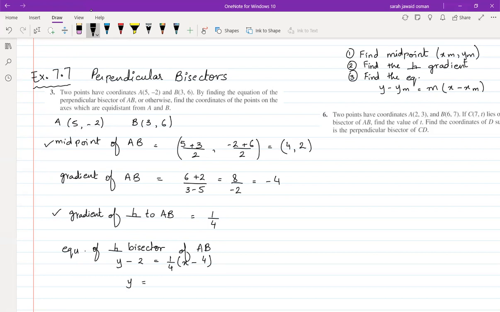So simplifying this, it becomes 1/4 x minus 4/4, which is 1, plus 2. And when you simplify this equation even further, 1/4 x minus 4/4 is a -1. So -1 plus 2 is +1. So that's my equation for the perpendicular bisector of AB. What else are we supposed to find in this question? All right, so we found the equation of the bisector. We have done that. Find the coordinates of the points on the axes which are equidistant from A and B.